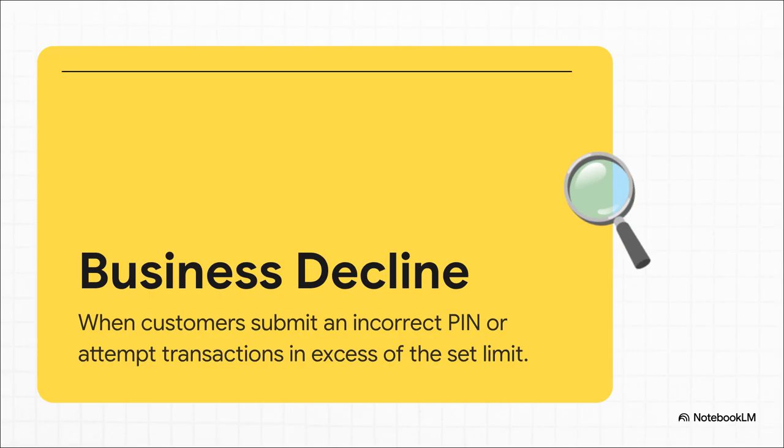So a business decline is basically any failure that starts with you, the user. It's when you punch in the wrong PIN, or try to send money from an account that doesn't have enough cash in it, or you try to go over your bank's daily limit. In these cases, the system is actually working perfectly. It's just correctly rejecting a request based on the rules.